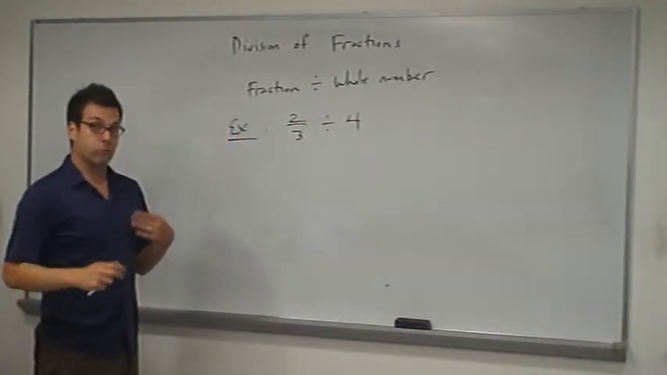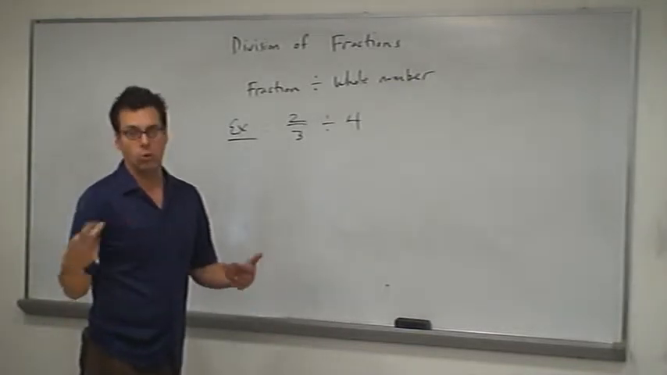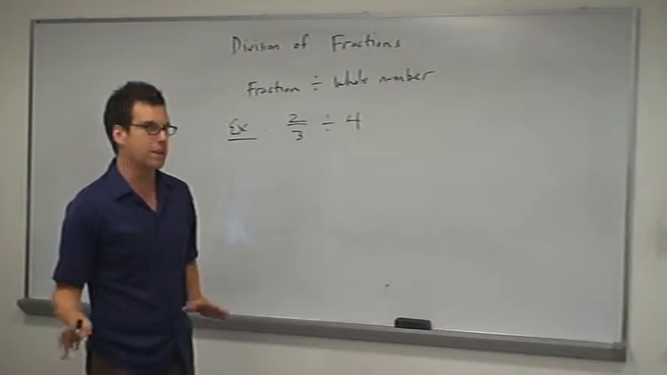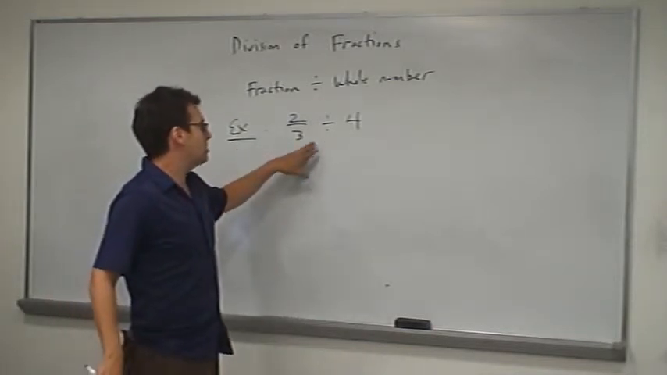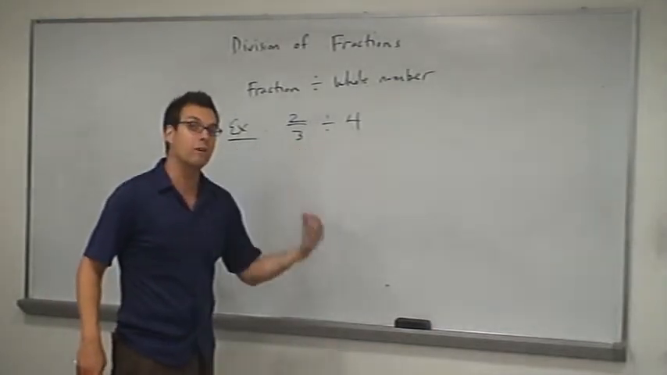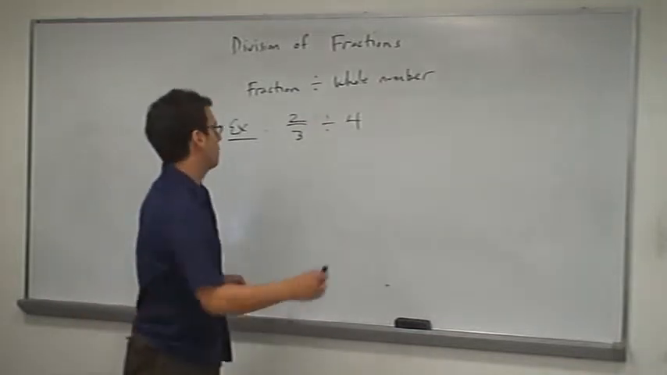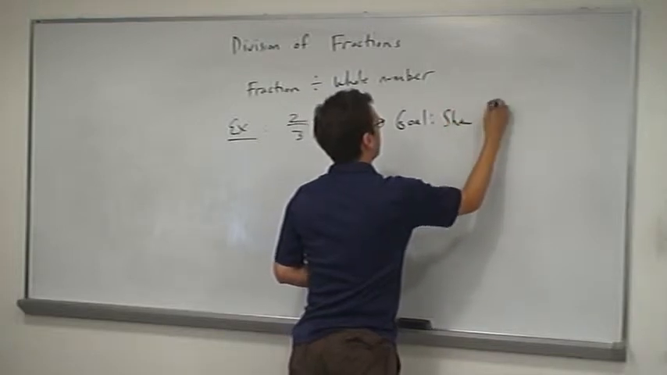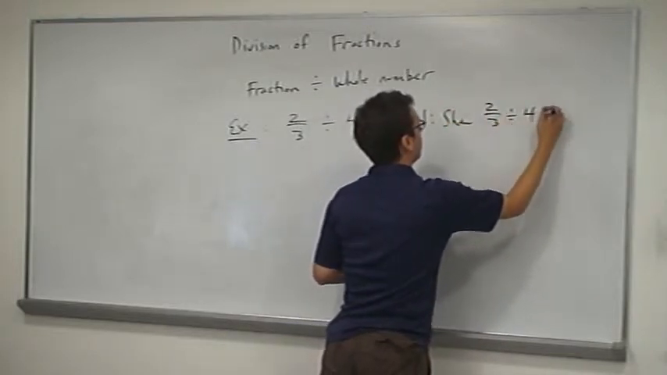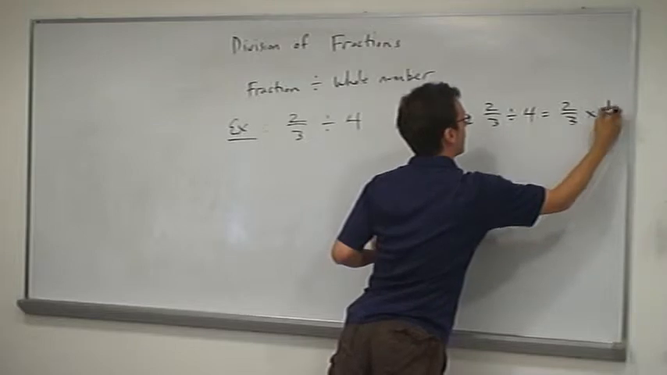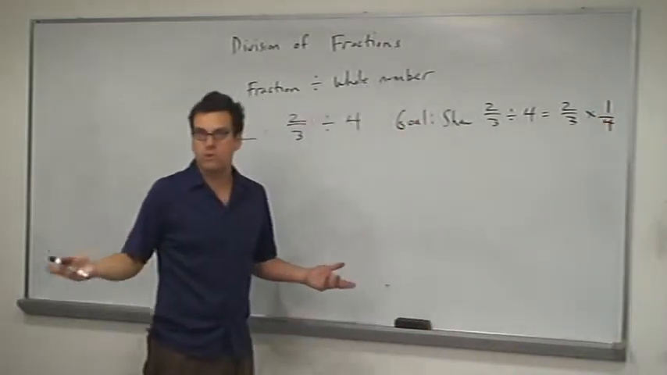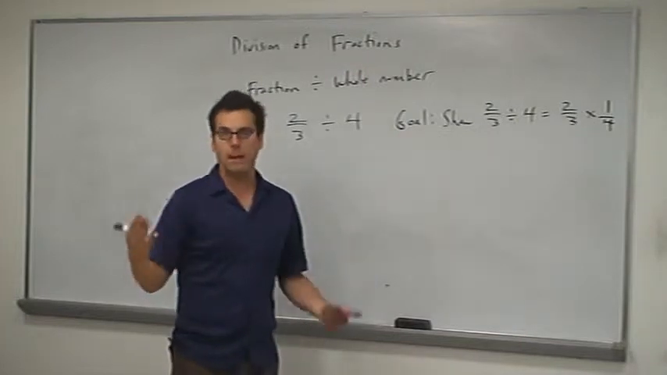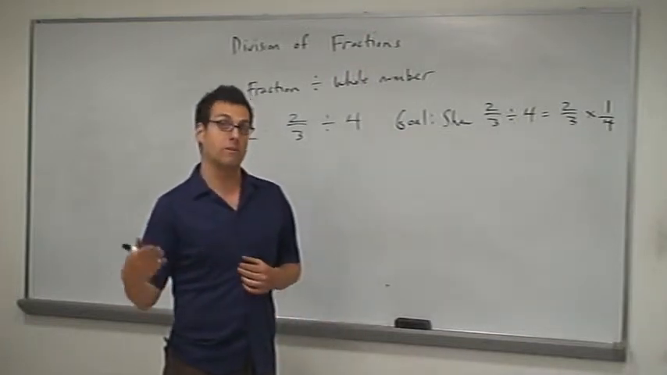And now, of course, as teachers, we know what we want to get across. What we want to get across here is not necessarily finding the answer. What we want to get across is that 2/3 divided by 4 is equivalent to 2/3 times 1/4. So that's our goal here, to show that 2/3 divided by 4 equals 2/3 times 1/4. Because again, what are we trying to do? We're trying to convince students that multiplying by the reciprocal is the correct way to divide fractions.